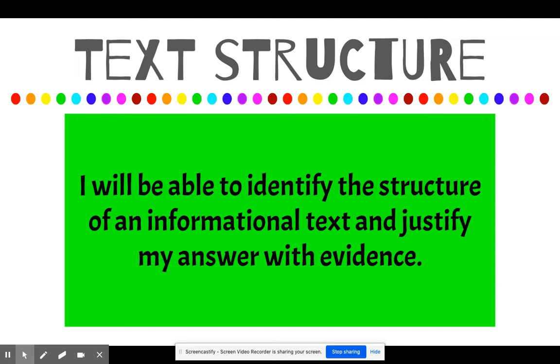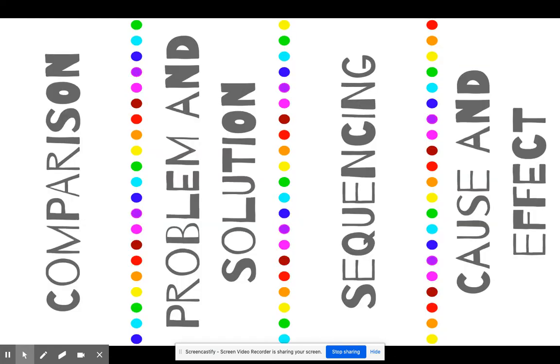It says, I will be able to identify the structure of the text of an informational text and justify my answer with evidence. Now, we know when it means identify, it means be able to find it, be able to see it. Structure of the text. Remember, the structure of a text is how the author builds the passage. We know informational text is nonfiction. We know justify means prove it, and we always prove it with word for word evidence. Again, these are the four ways that an author can build a text.